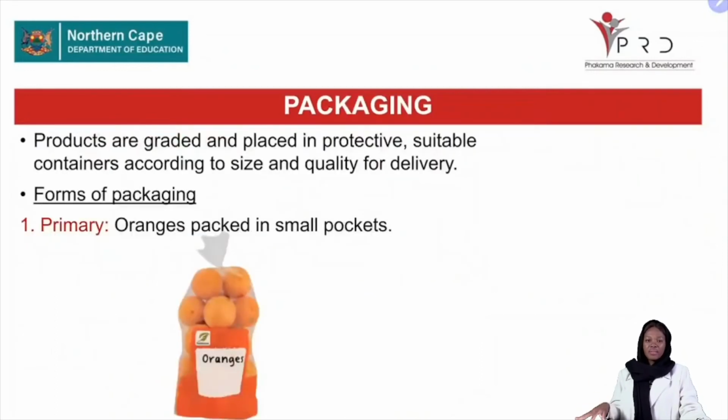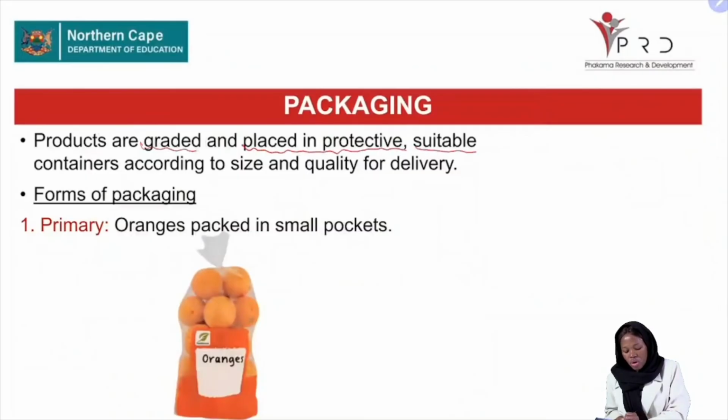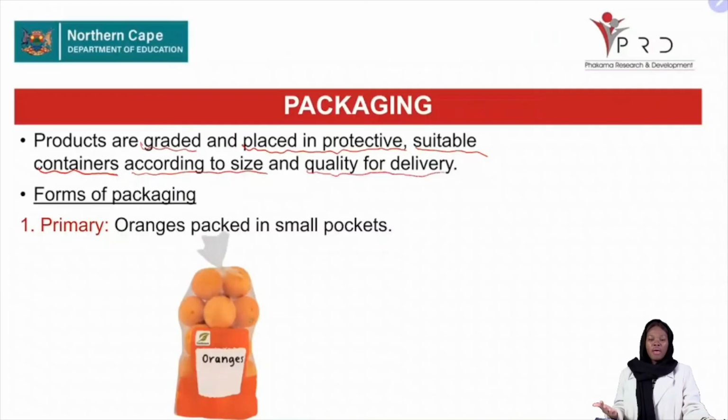Now, our third agricultural marketing function is packaging. When it comes to packaging, it is where products are graded and placed in protective, suitable containers according to size and quality for delivery. Meaning we are keeping and we are preserving these agricultural products, making sure that they remain fresh at all times.